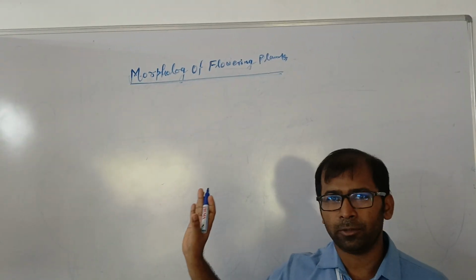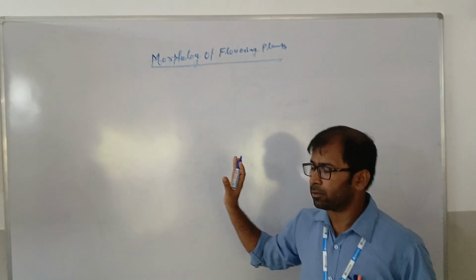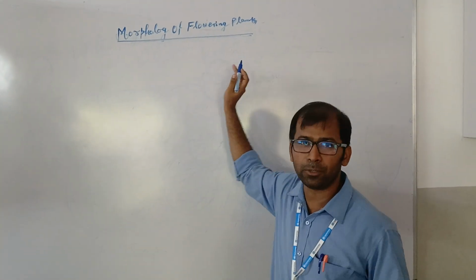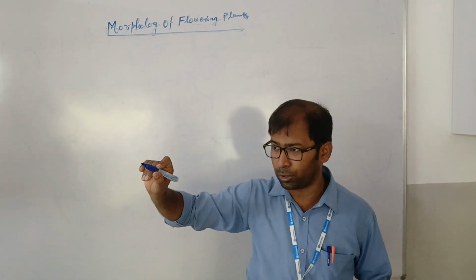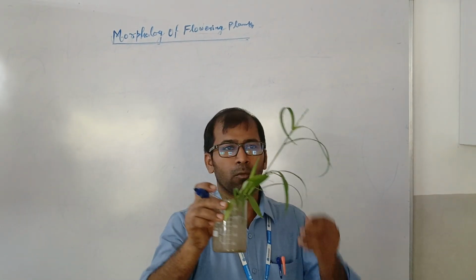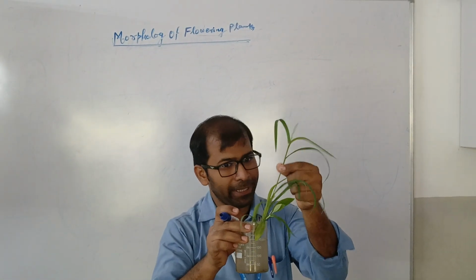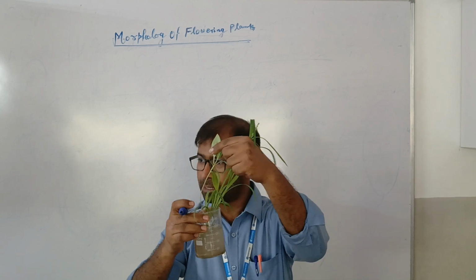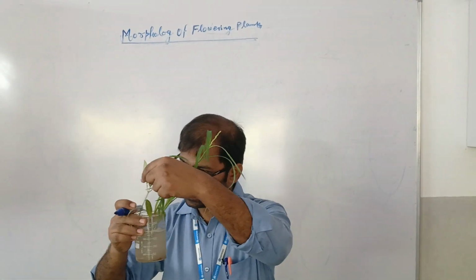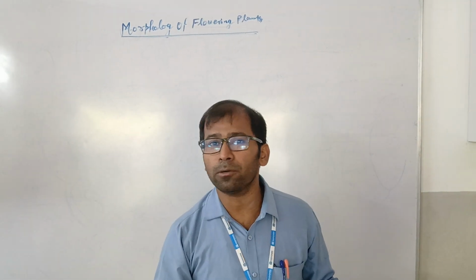So good morning students. Today we are going to learn about the morphology of flowering plants. Basically today we focus on the root system, because I bring one monocot plant and one dicot plant. We study about those plants. Before that we learn about the morphology.